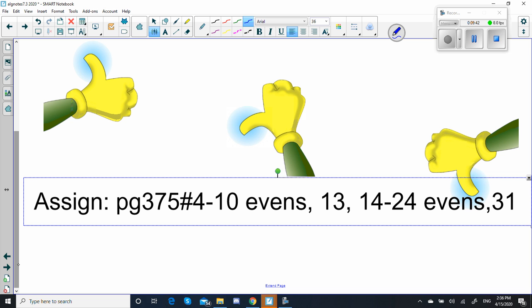So your assignment is on page 375. It's 4 to 10 evens, 13, 14 to 24 evens, and 31. And it is in Big Ideas. It's an online assignment. I'd very much like for you to complete it online if you can. Okay, if you cannot, there is a PDF of the page on my Canvas page. You'd have to open the link and then go to page 375.